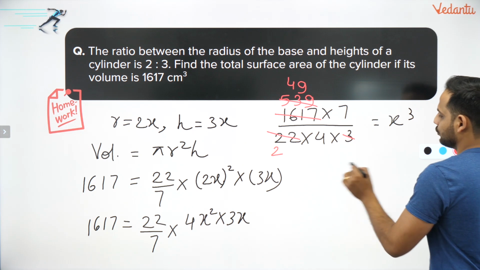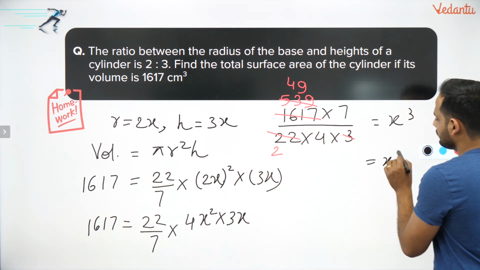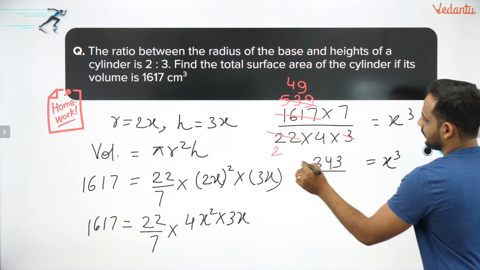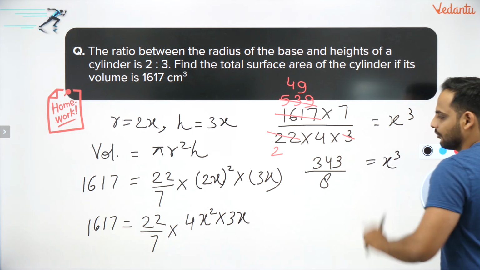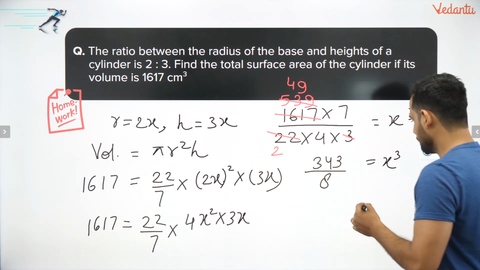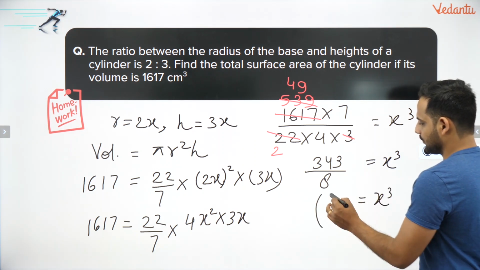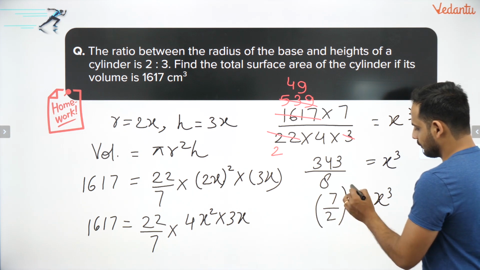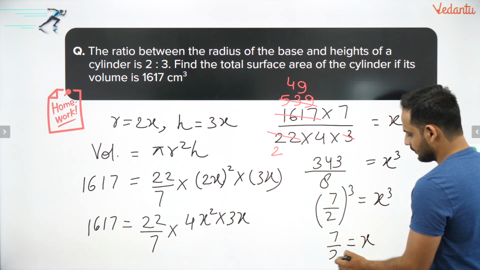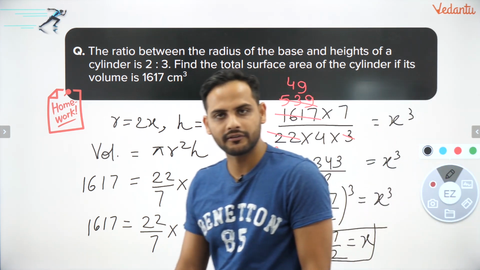So we are getting x cube is equal to 49 into 7 is 343 upon 2 into 4 is 8. 343 is a perfect cube, 7 cube, 8 is a perfect cube, 2 cube. So bachcho, we can say that x cube is equal to 7/2 whole cube. So doing cube root on both the sides, you will get x is equal to 7/2. Right? You'll be getting x is equal to 7/2.